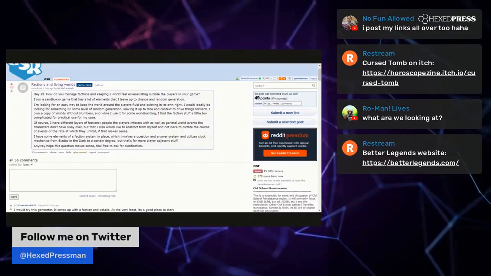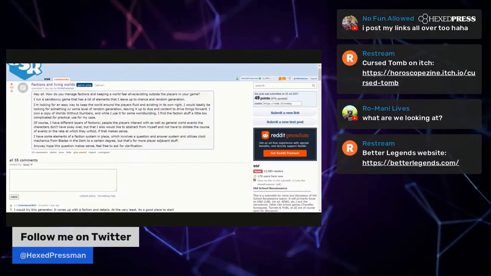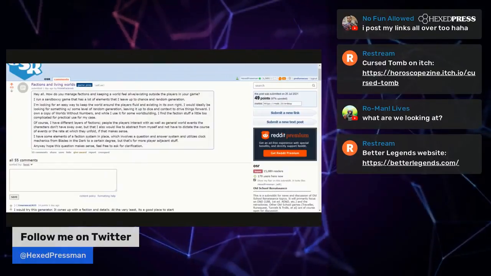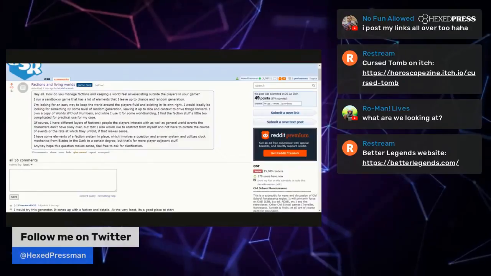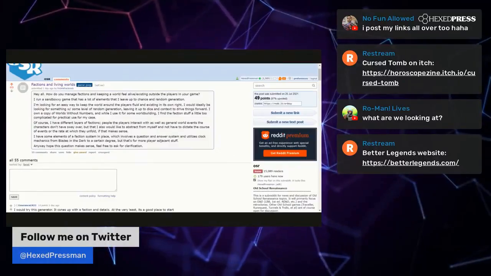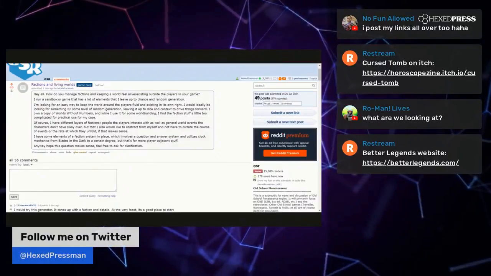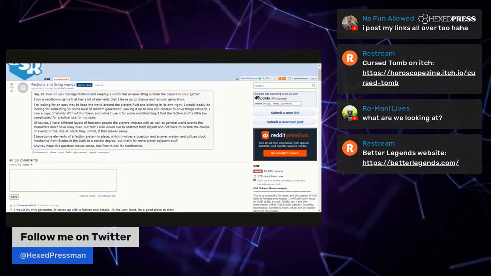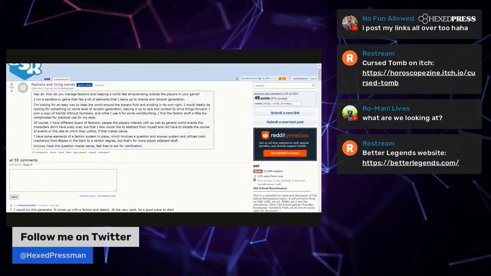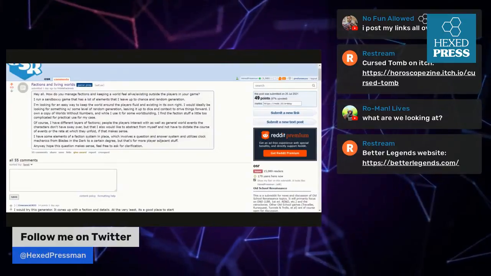I own a copy of Worlds Without Numbers, and while I use it for some world building, I find the faction stuff a little too complicated for practical use for my case. Of course, I have different layers of factions, people the players interact with, as well as general world events the characters don't have sway over, but that I also would like to abstract from myself and not have to dictate the course of events or the rate at which they unfold, if that makes sense.